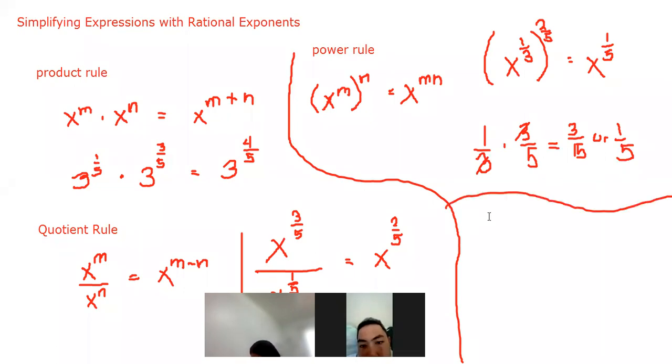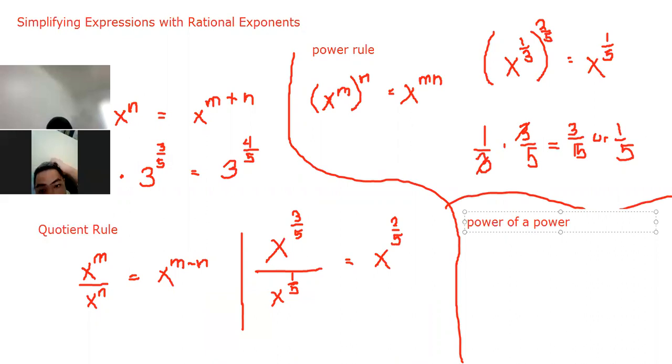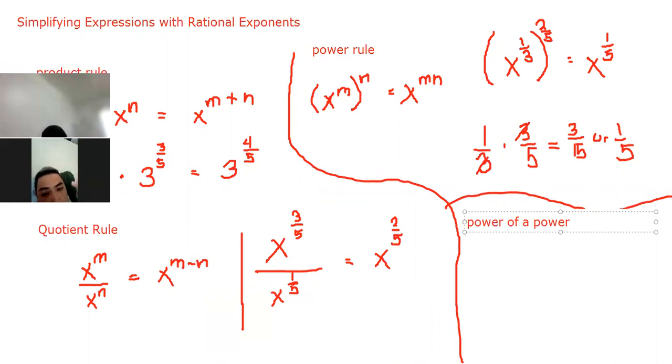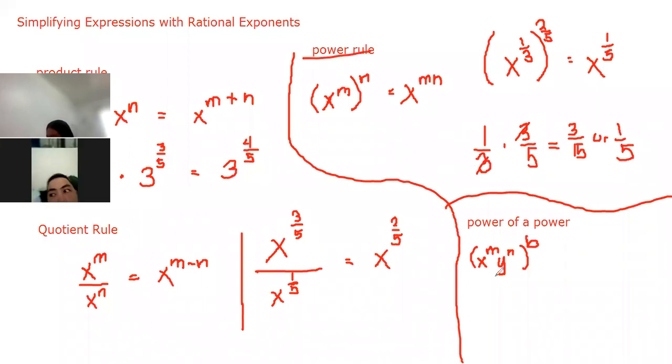So, let's have your power of a power. So, paano naman kaya ang power of a power? So, ito na nangyari sa power of a power. So, for example, we have here x raised to m. Okay? So, para din siyang power rule, diba? Pero dalawa yung kanyang nasa loob na may exponent. So, tawag dito, power of a power. So, parang power rule din siya. Lumaki lang yung nasa loob, diba?